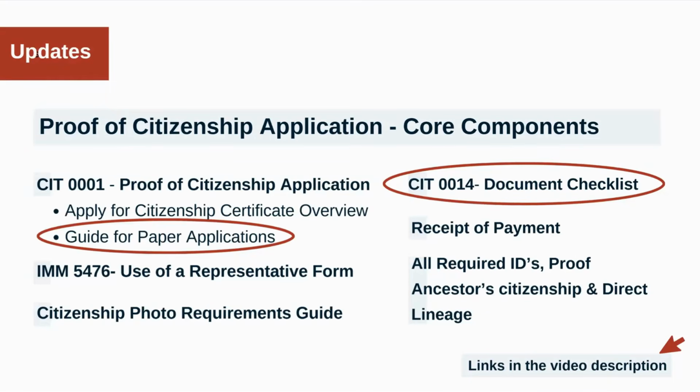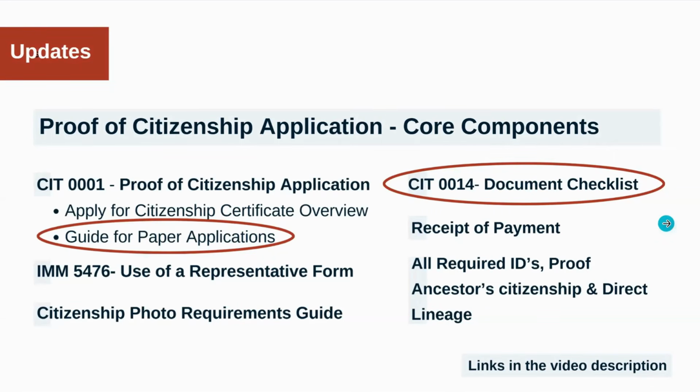These are the core components of the proof of citizenship application. And there have been two updates recently, one to the application guide, which was updated on June 19th, and to the document checklist, which was updated on June 17th. I'll link to these documents in the video description, just so you can look through them if you'd like to. And I'll also link to a video that I recently posted that walks through the changes to these documents in greater detail. We'll only be taking a quick look at the updated record requirements in the application guide today, just so we're on the same page.